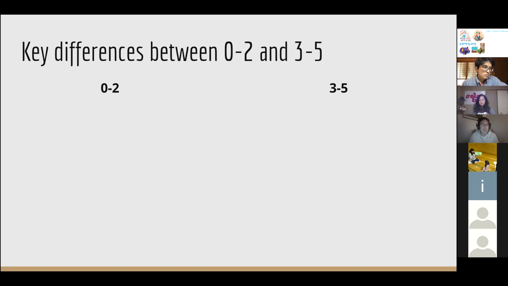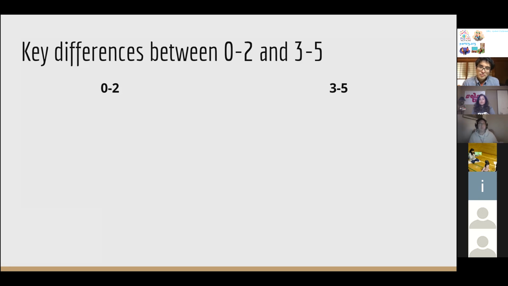So I was able to split them up into 2 groups: 0 to 2-year-olds and 3 to 5-year-olds. 0 to 2 I call the caterpillar class, and 3 to 5-year-olds I call the butterfly class. I would like to split it again, but we just don't have the time or staff for it right now. So that's where we are.